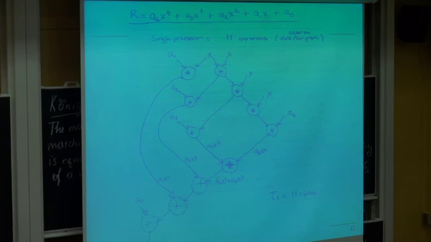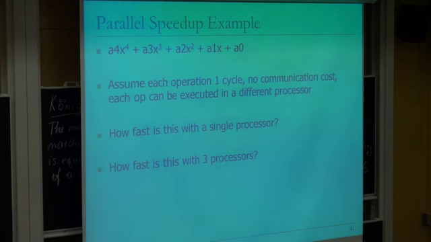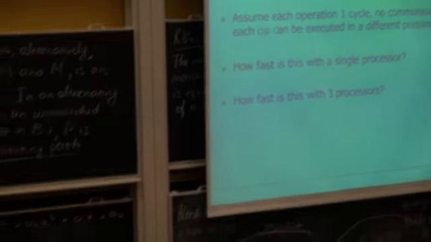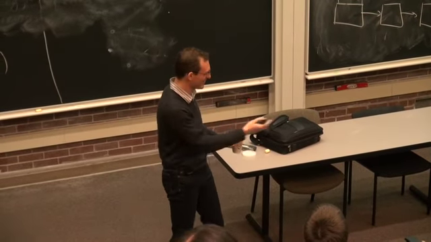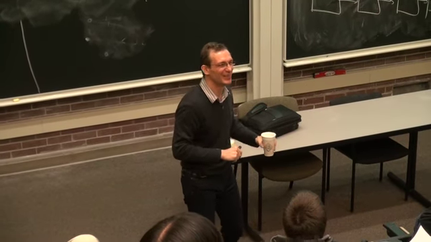But this is 11, right? Everybody is on the same page with this. You build a data flow graph, and this is what you get. So what about 3 processors? It's a little bit harder. Parallelization is harder, right? Well, you need to use your notebook.